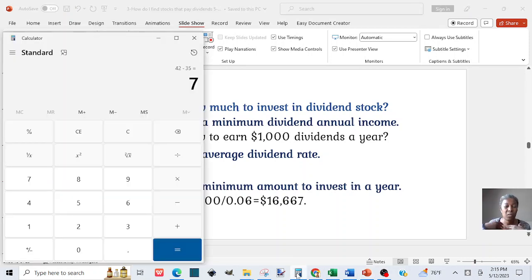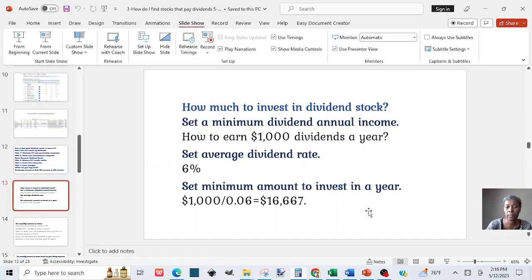So if we say you want to earn $1,000 a year in dividends, and you want to invest in 6% dividend stocks, then you take that 1,000 divided by 0.06. That gives you $16,666.67. That's how much you need to have invested in the account to be able to earn $1,000 a year at 6%. So that's one way to do it.